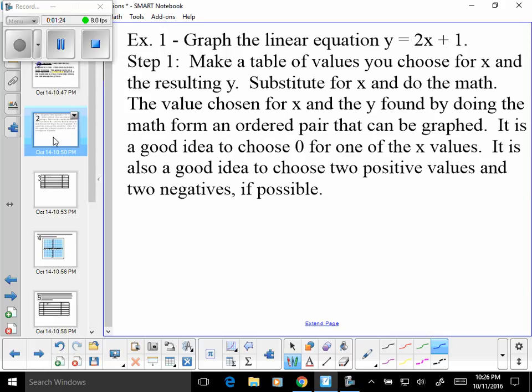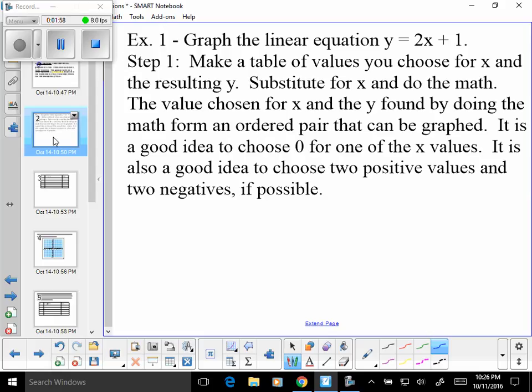In example 1, they want us to graph the linear equation y equals 2x plus 1. What we're going to do is make a table of values that you are going to choose for x and then do the math to find the resulting y. Substitute for x, do that math. The value chosen for x and the y that you find by doing the math will form an ordered pair that can be graphed. It is always a good idea to choose 0 for one of the x values.